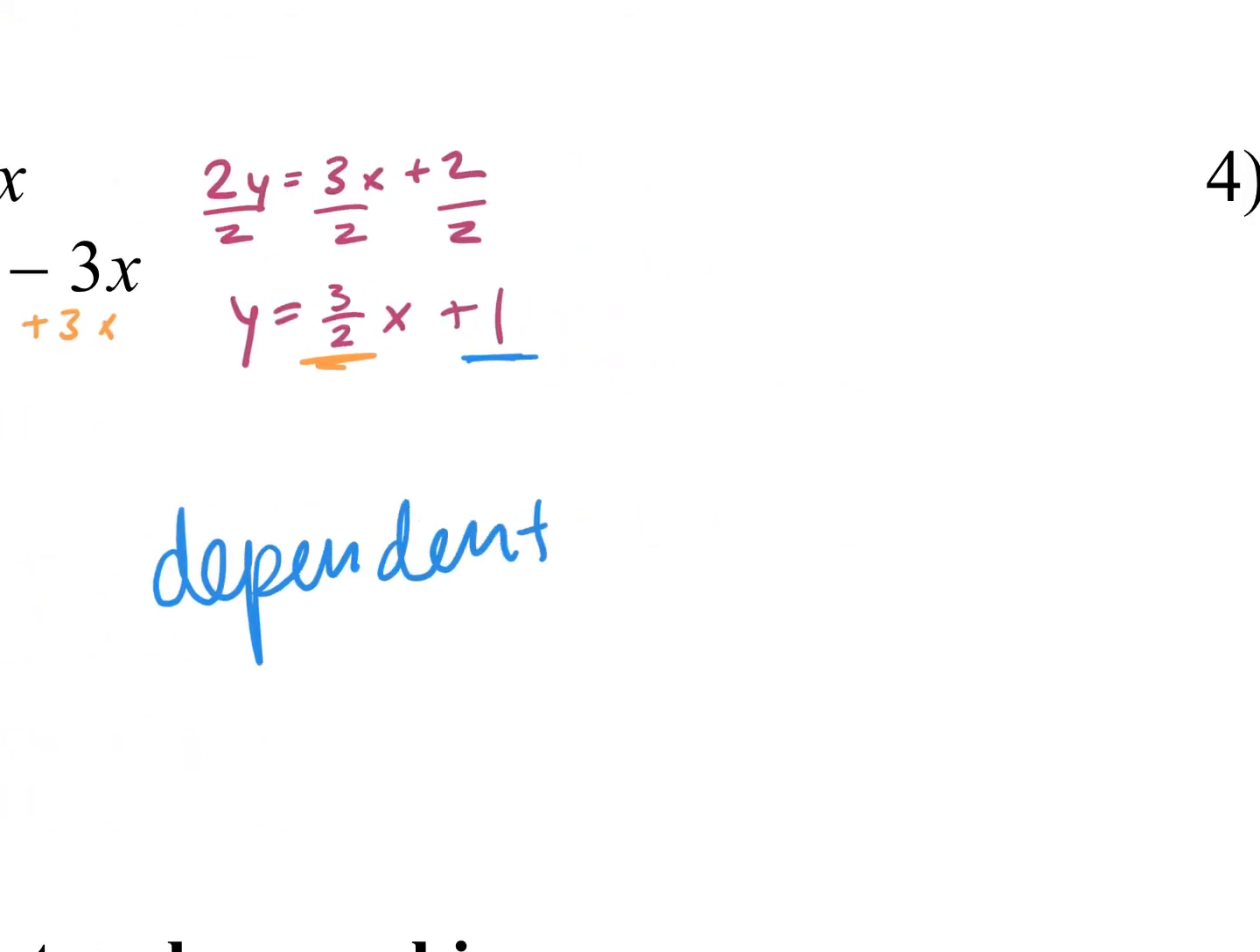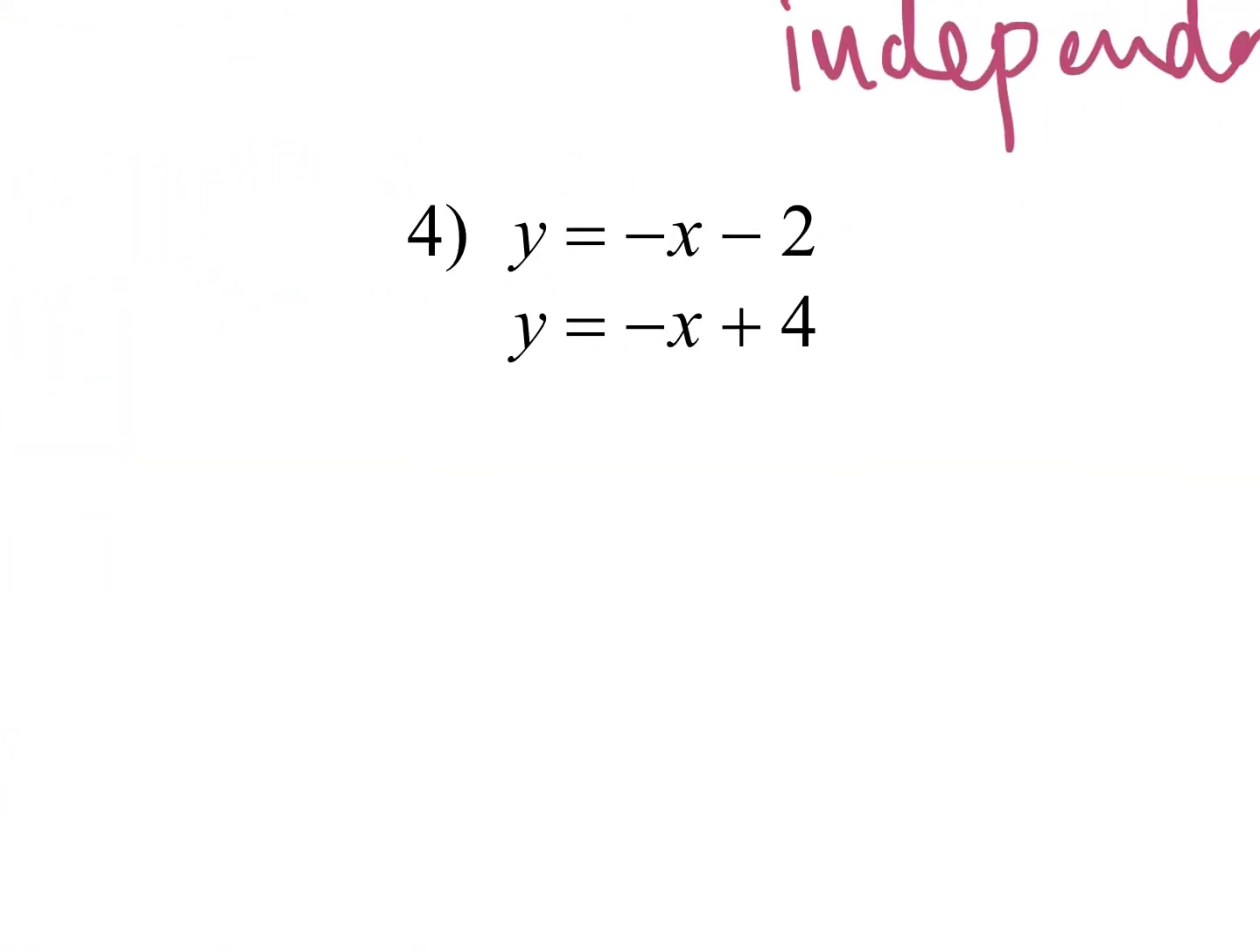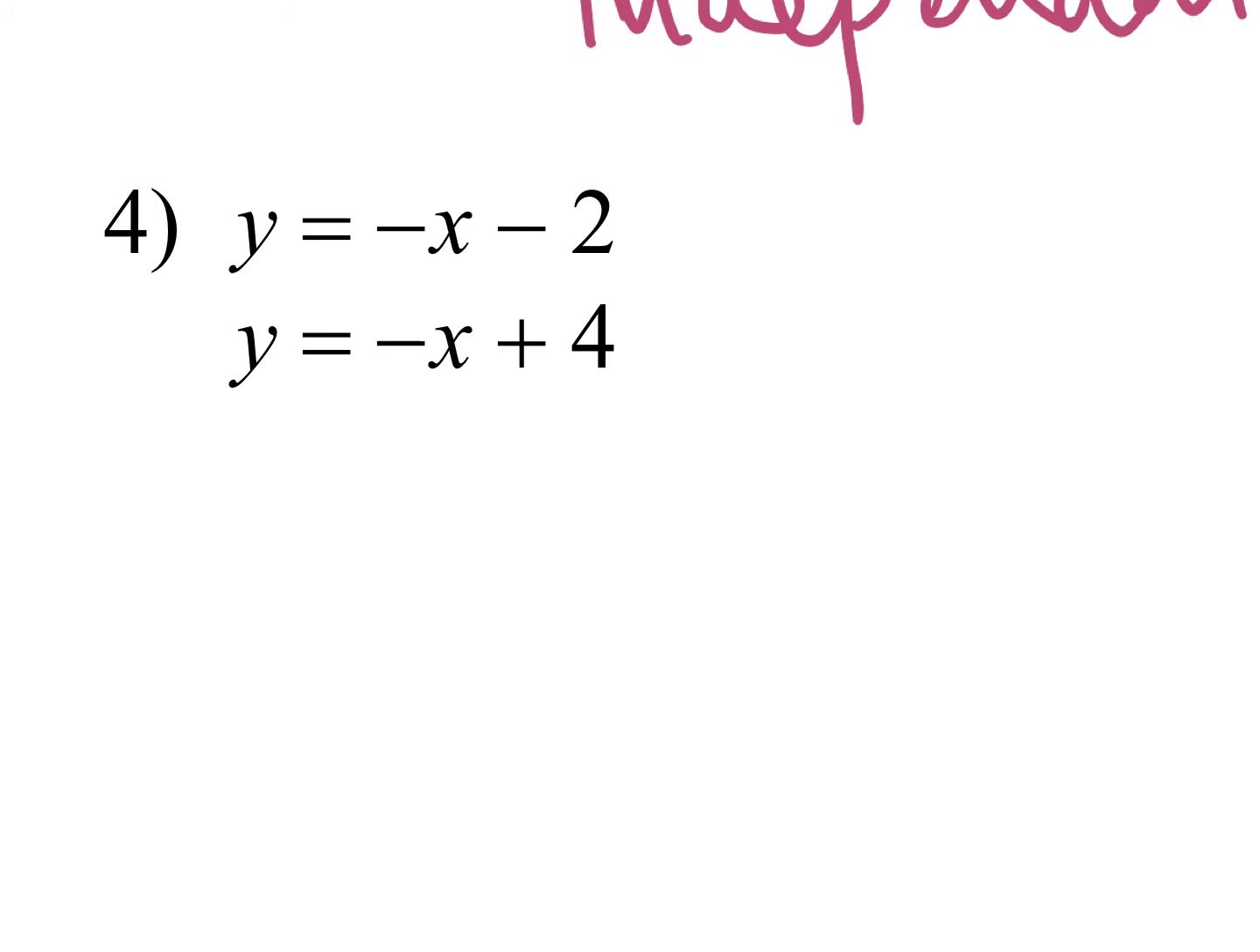Let's take a look at number 4. What's my slope in the first one? Negative 1. What's my y-intercept? Negative 2. And in the second one, what's my slope? Negative 1. What's my y-intercept? So are my slopes the same? Yes. Are my y-intercepts the same? No. So what is it when it's same slope, different y-intercept? Inconsistent.